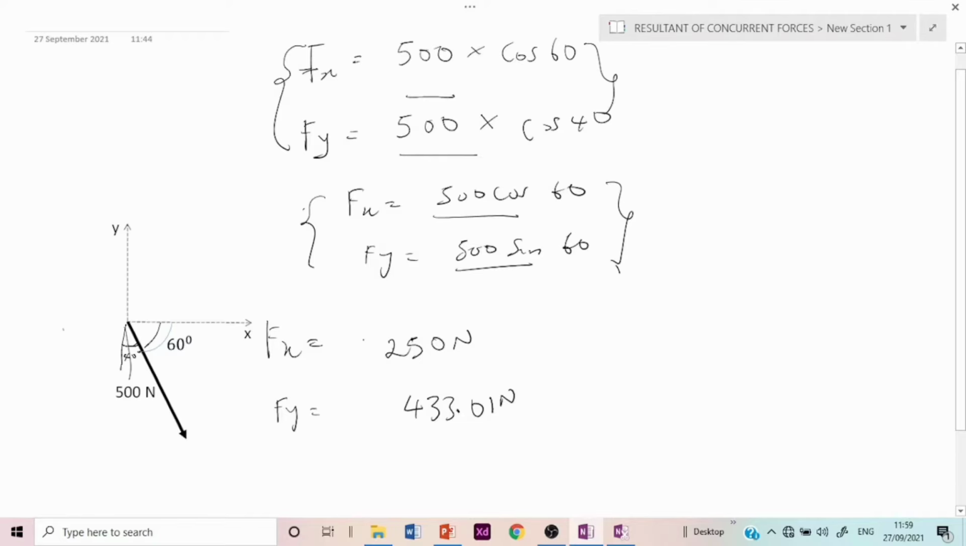To resolve this force of 500 Newtons to the x-axis, it is going to be acting in the same direction as the x-axis. As a result, what we have here is positive. However, if we resolve this same force to the vertical axis, we are going to have the Fy component pointing in a direction that is opposite the Y direction. As we can see, our Y direction is upwards, and this one is pointing downward. So what we have as our sense or direction of the Y component is negative.